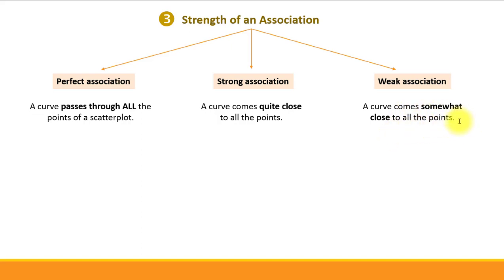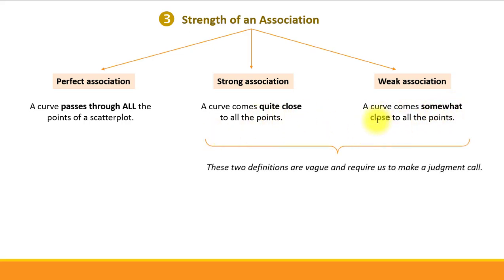But as we think about those definitions, the first one should make clear sense because we can see when a curve passes through all the points of a scatter plot. But the second and third, quite close, somewhat close, those two definitions are a little vague, and there could be some disagreement on whether something is quite close or somewhat close.